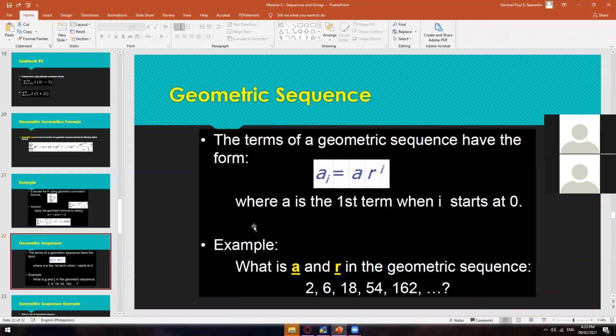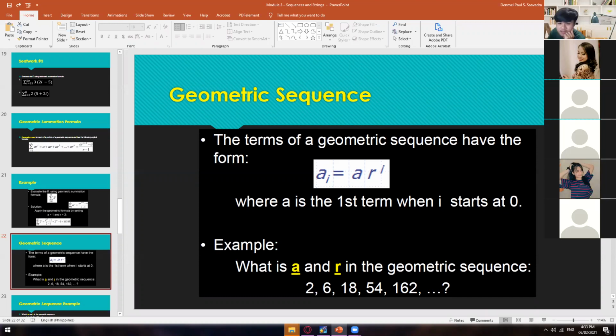Can you answer this, Mr. Geneza, or no? It's okay if you will say no. All right, so anyone? Sir? Sir. What is the value of A? Sir, A is 2, R is 1.